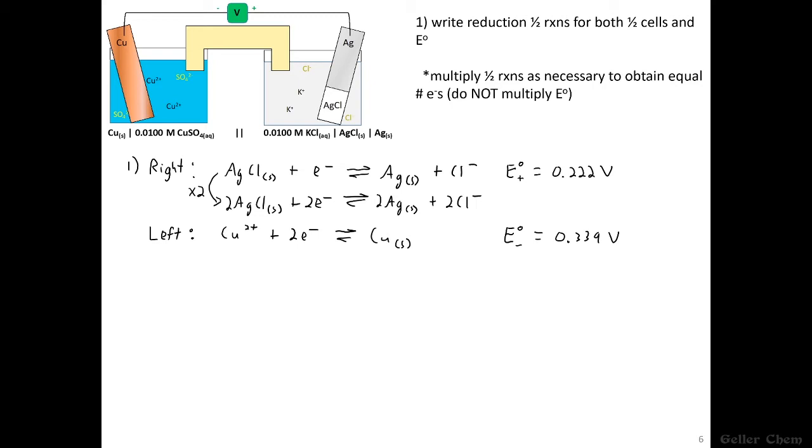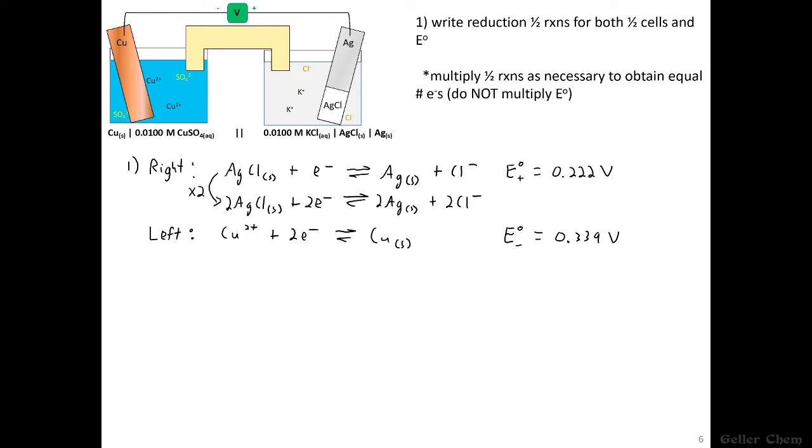But we do not change the voltages. Your instinct might be to multiply by 2, but you don't. Think about why that might be. Why don't we actually double the voltage even though we've doubled all the species in the reaction? I'll give you a hint. Think about what units voltage actually stands for.